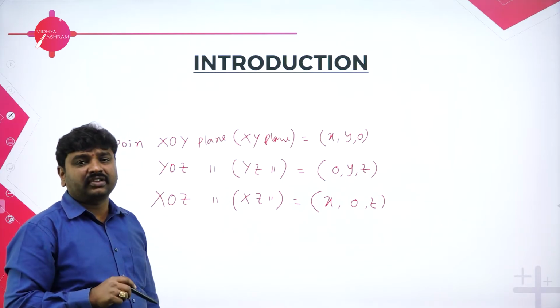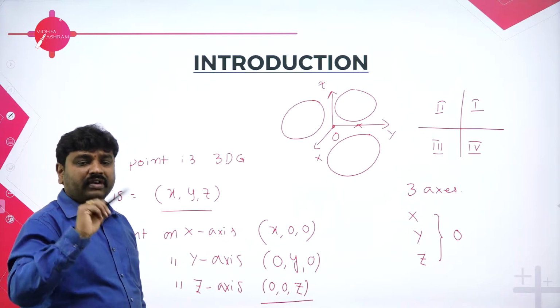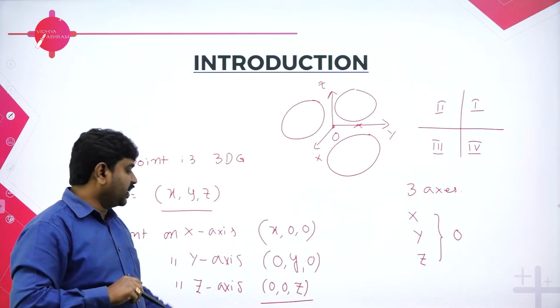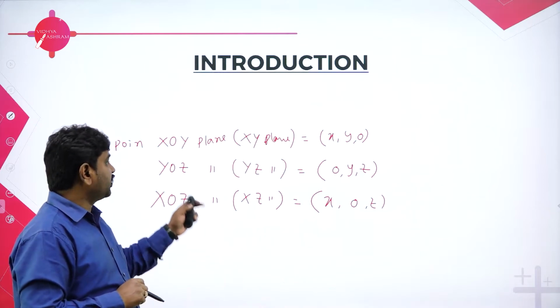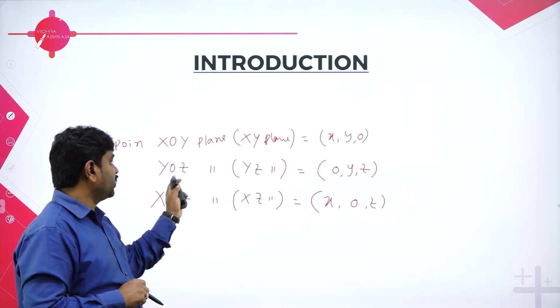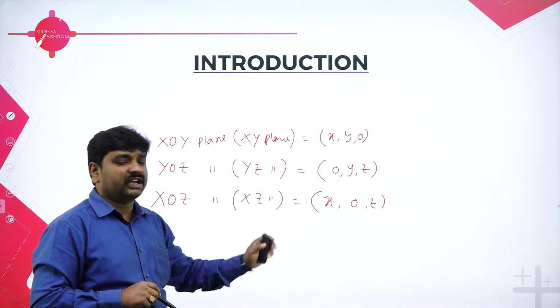If point is on x-axis, it will be in the form x 0 0. If it is on y-axis, it will be in the form 0 y 0. If it is on z-axis, it will be in the form 0 0 z. If it is in xy plane, it will be x y 0. If it is in yz plane, it will be in the form 0 y z, like that.